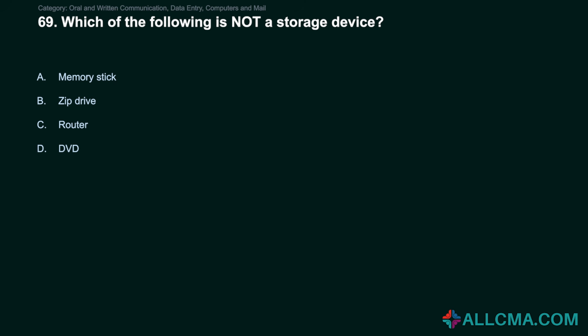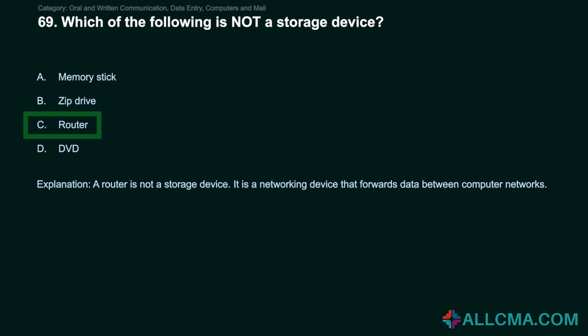69. Which of the following is not a storage device? A. Memory stick. B. Zip drive. C. Router. D. DVD. Correct answer, C. Router. A router is not a storage device. It is a networking device that forwards data between computer networks.